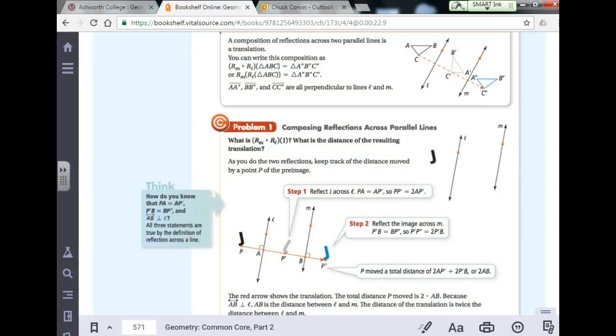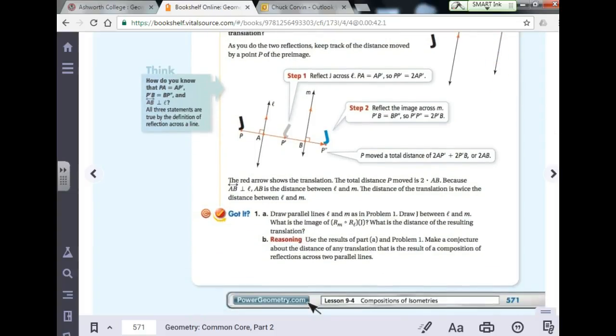Now they've just redone that right down here as they give you the answer. As you do two reflections, please keep track of the distance moved by the point P to the pre-image. The pre-image is what the image was originally, so its pre-image is your original image, which is the J right here. We're just taking one particular point, though there are really a bunch that make up the letter J.